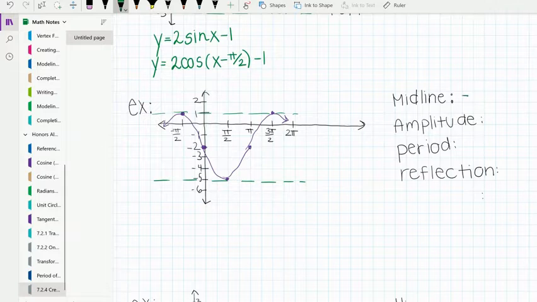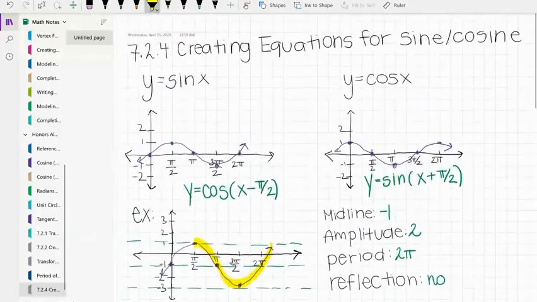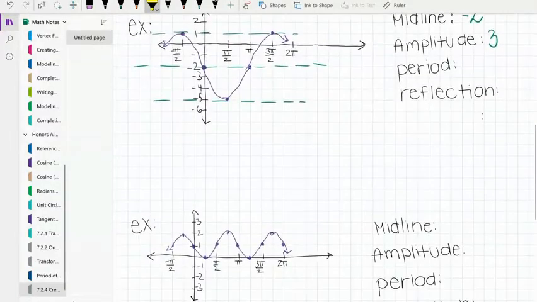So our midline would be at -2, so that will be our k value. Amplitude is height above the midline, so now we can easily see that that is 3. And then the period is how long it takes to complete one cycle. So I know that cosine graph starts at the top if we look here. So we'll say it starts here and then it goes from here to here.